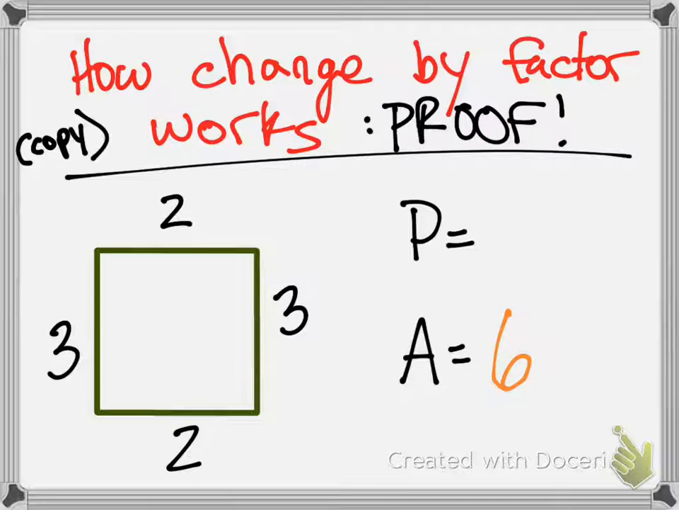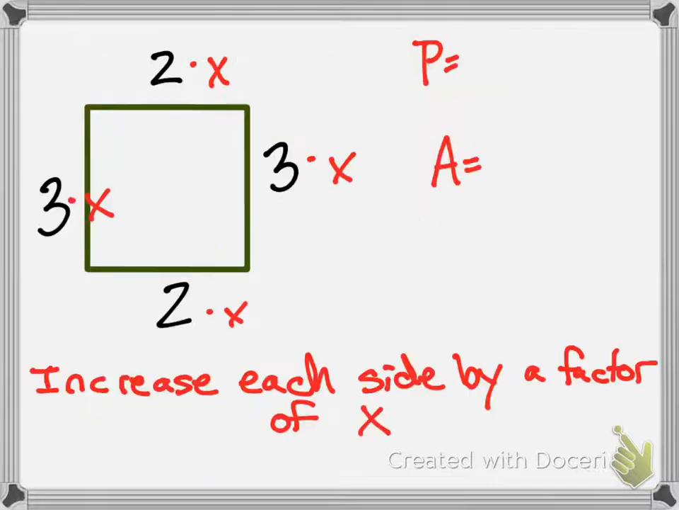And then what is the perimeter, Liam? Perimeter is when we add all of the sides together. 10, excellent. So that's what we got. For this little one here, our area is 6 and our perimeter is 10.